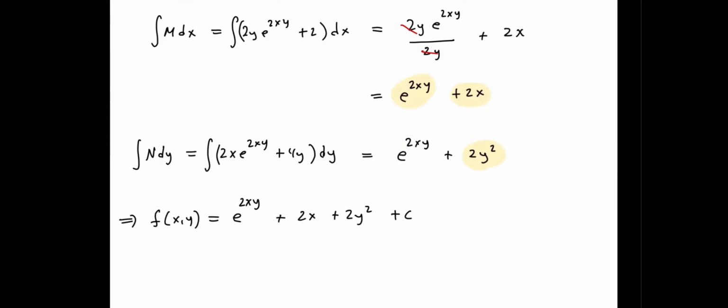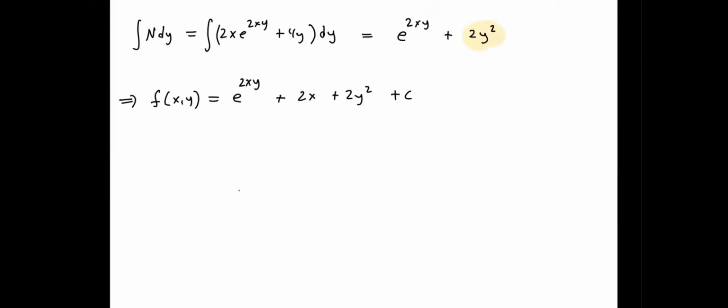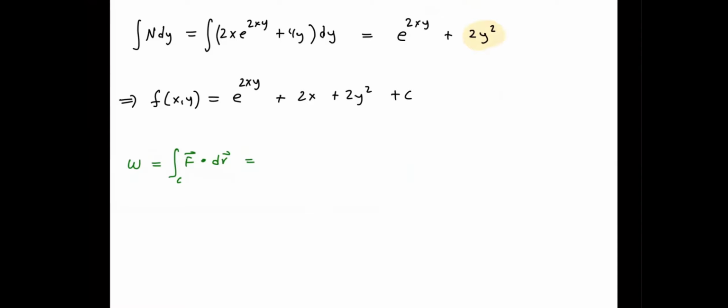That's our potential function, and now we're going to evaluate. Now we're ready to find the work along that path using the fundamental theorem of line integrals. Our work is going to be given by this formula. We set up the integral from t equals 0 to 1 of the gradient of f dotted with dr. By the fundamental theorem of line integrals, this will be little f of r at 1 minus little f of r at 0.